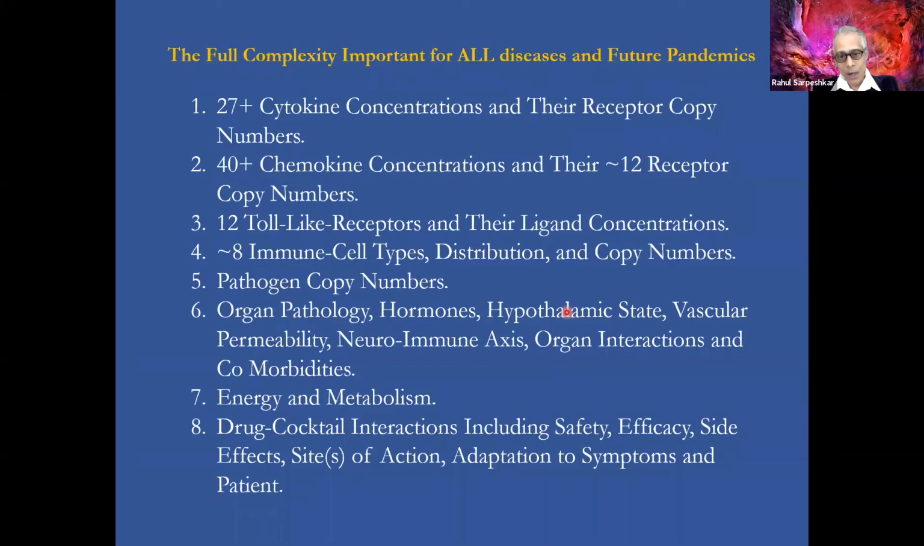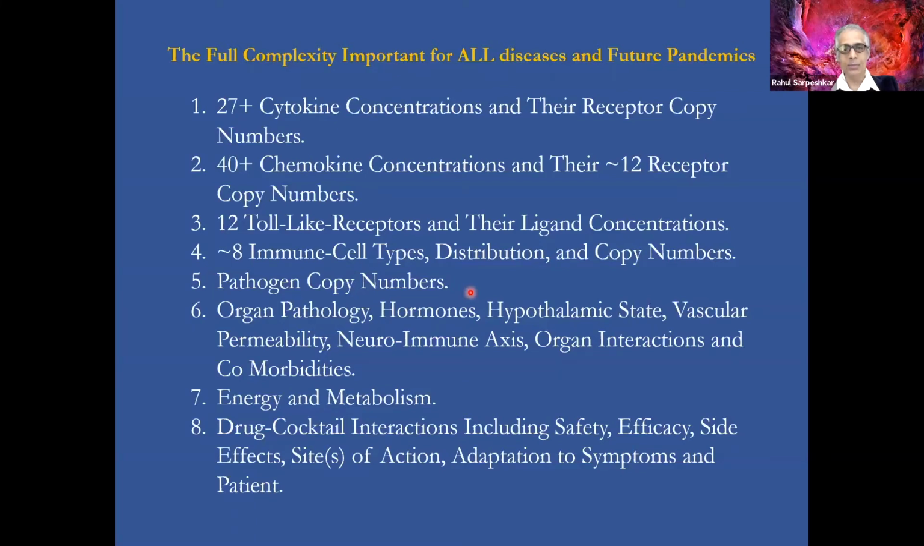And so a drug cocktail has to take all this into account, including safety, efficacy, side effects, site of actions, adaptations to symptoms in patients, depending on whether they're late or early. So you might say, this is hopeless. We will never be able to cure an arbitrary disease or an arbitrary pandemic. We're going to have to repeat this level of death again. And I don't think so.